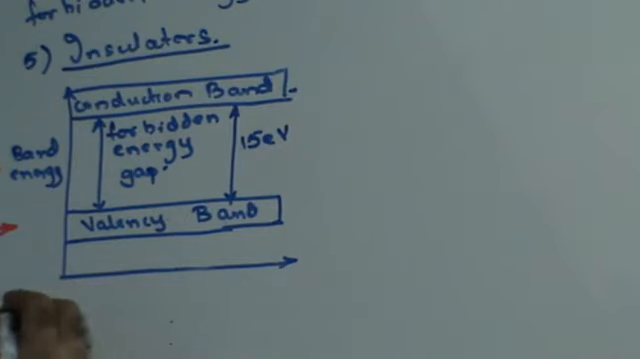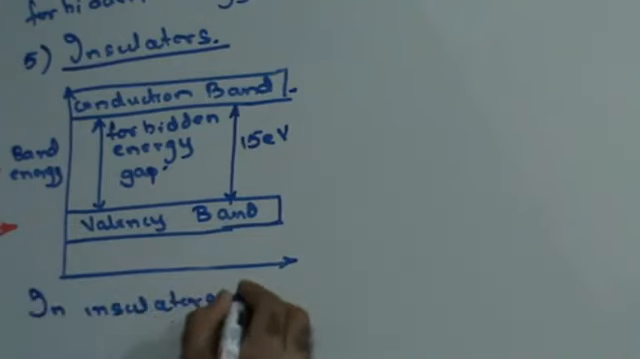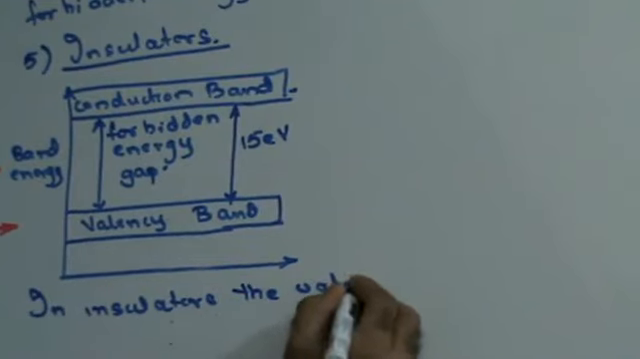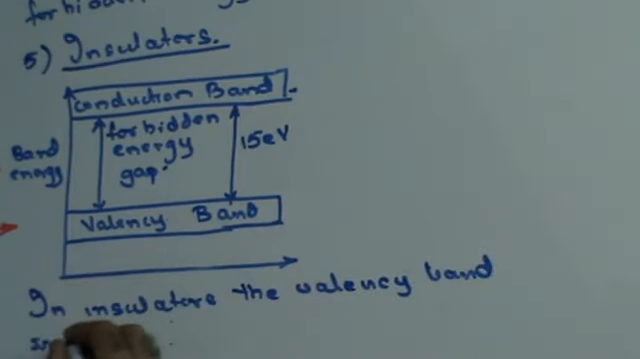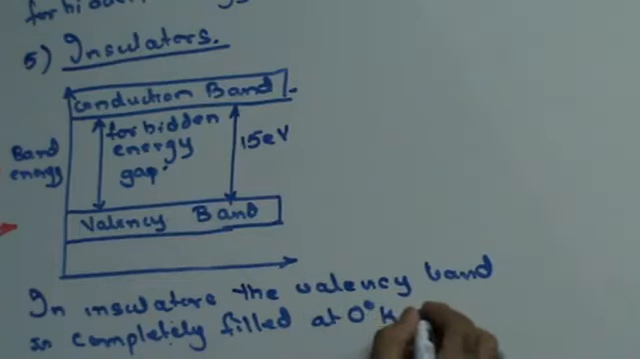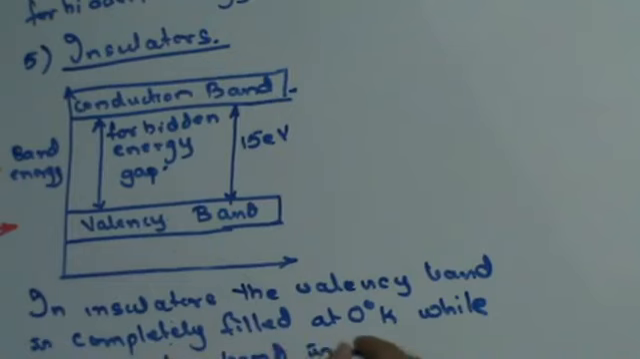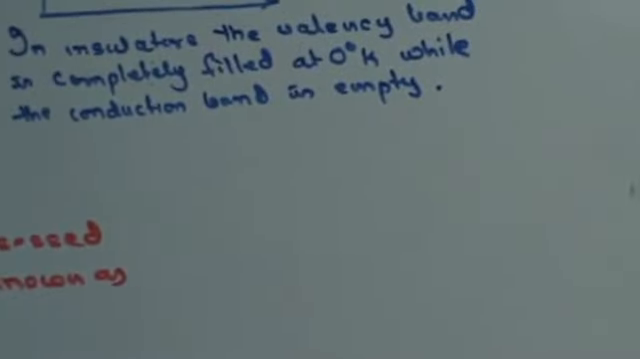So I can say that in insulators, the valency band is completely filled at 0 degree Kelvin, while the conduction band is empty, right? The energy gap between the valency band and conduction band is very large.